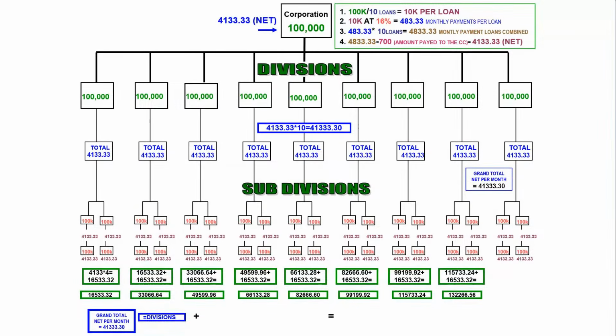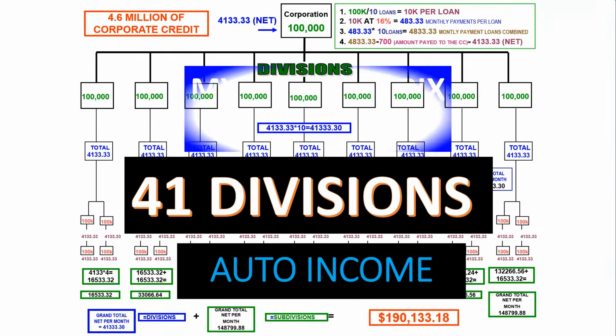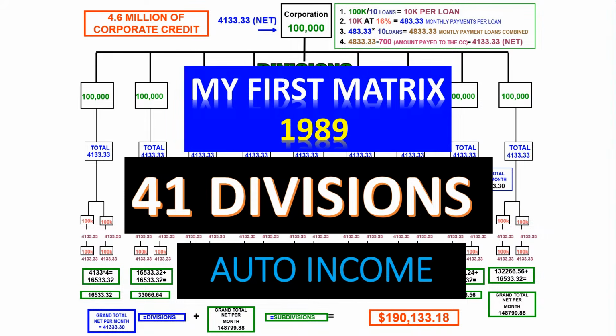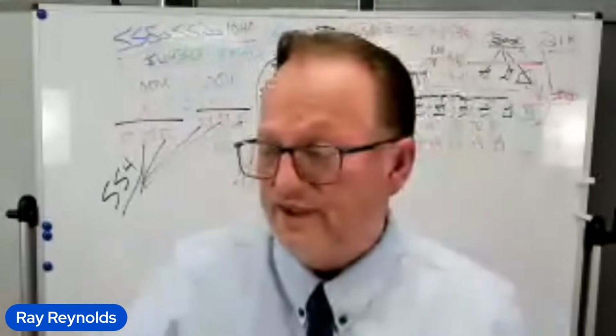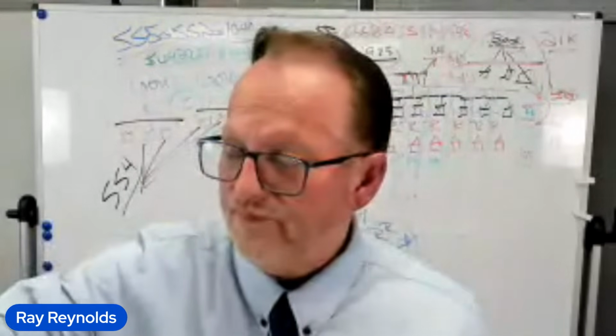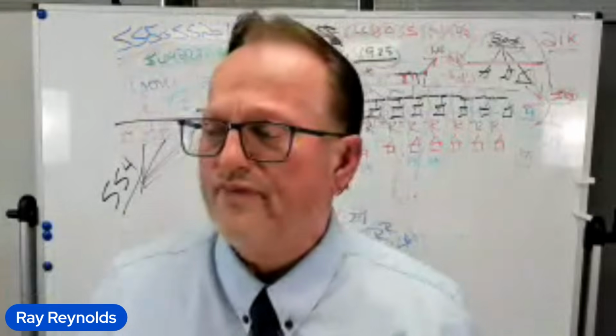$4.6 million. And I created a matrix of $190,000 a month. That's in 1989, by the way. And the notes behind that were $1 billion. Why not? Why not? Why not? So I've been doing this fun stuff most of my life, and that's what you get to do too. Up to you. But again, what are we going to do next?